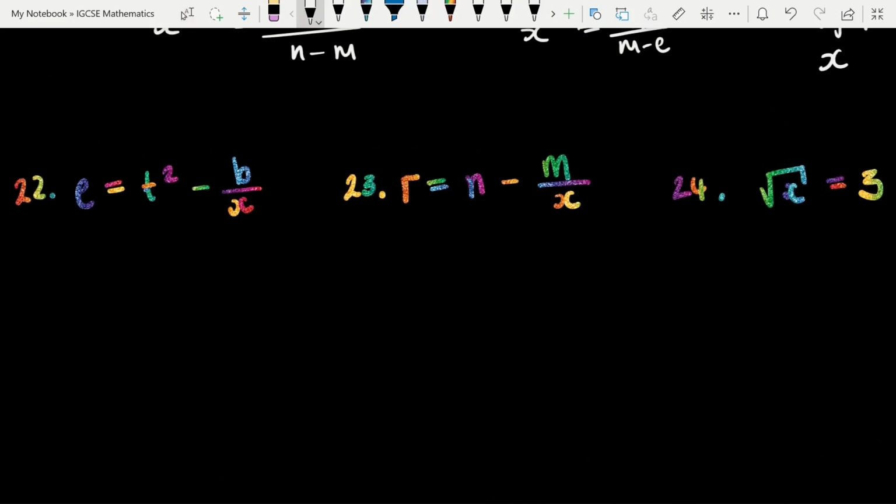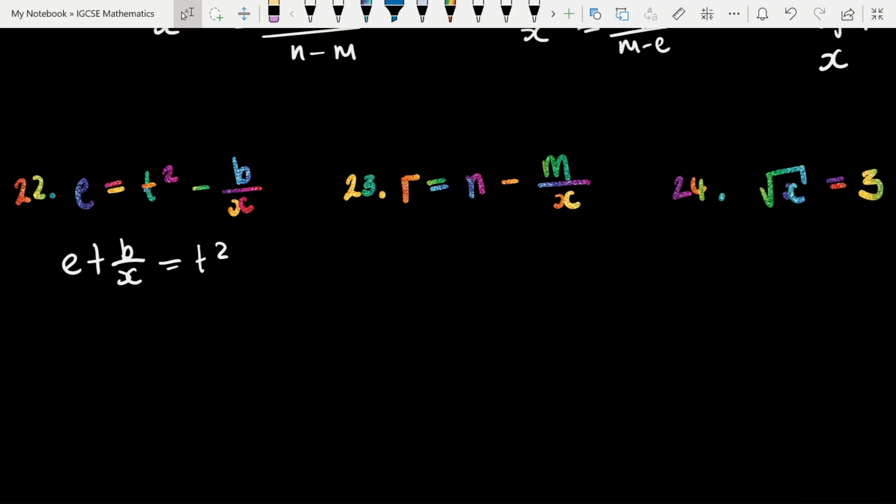It's saying e is equal to t squared minus b over x. Wake up. Now you're alert. Now you can see what's going on. You have your x in a fraction because you're making x the subject. It's in a fraction and it's negative. I take it to the other side to make it positive. First, e plus b over x is equal to t squared.